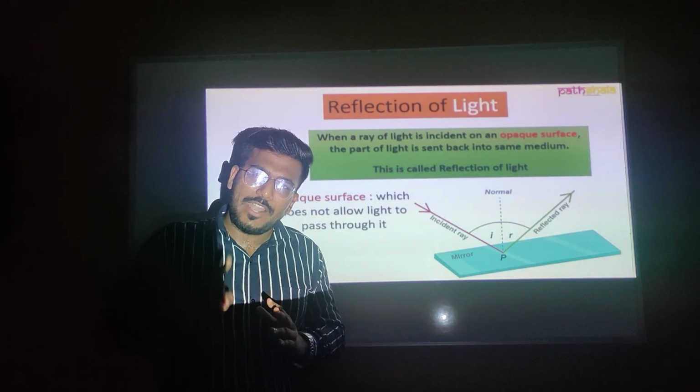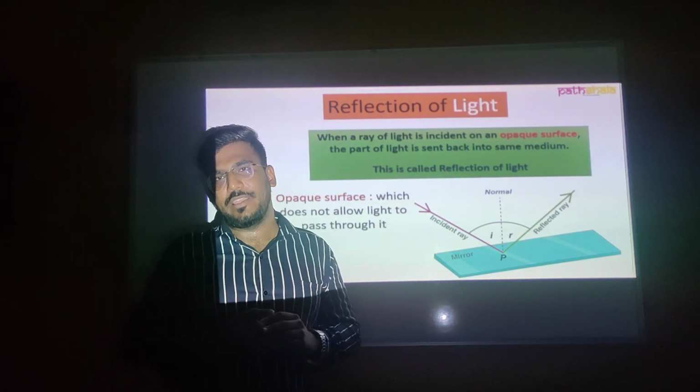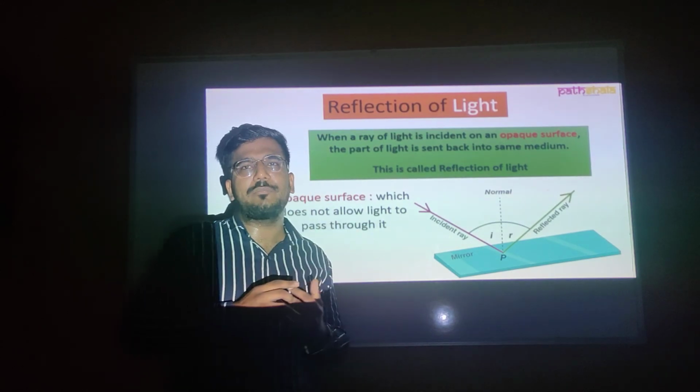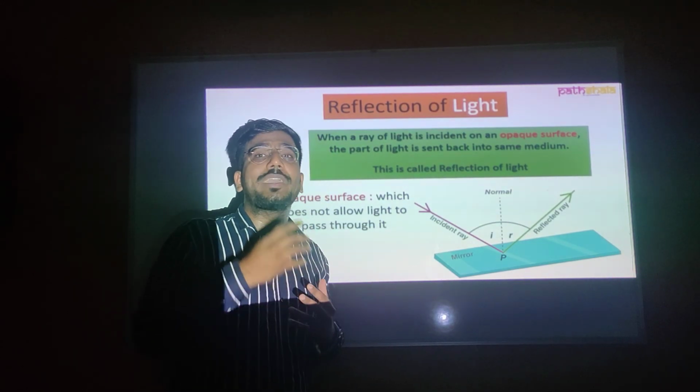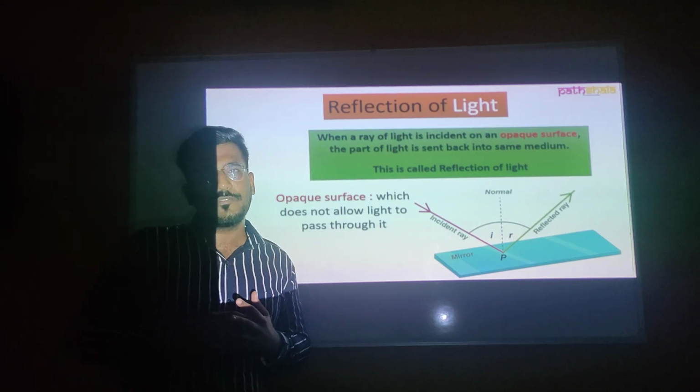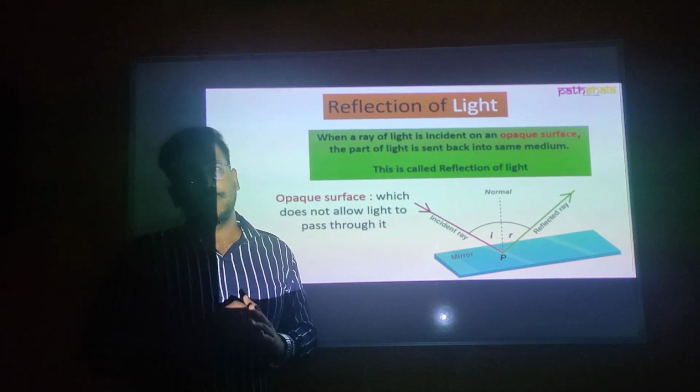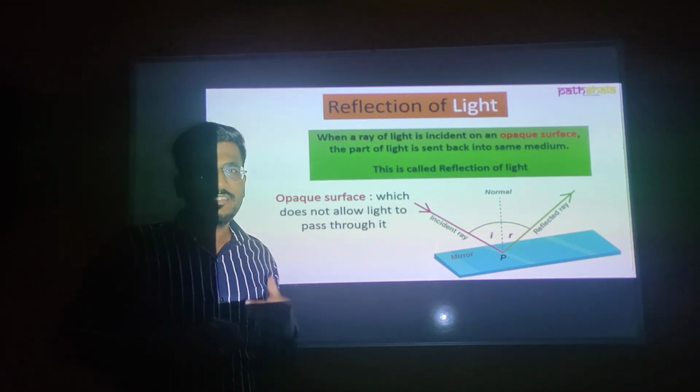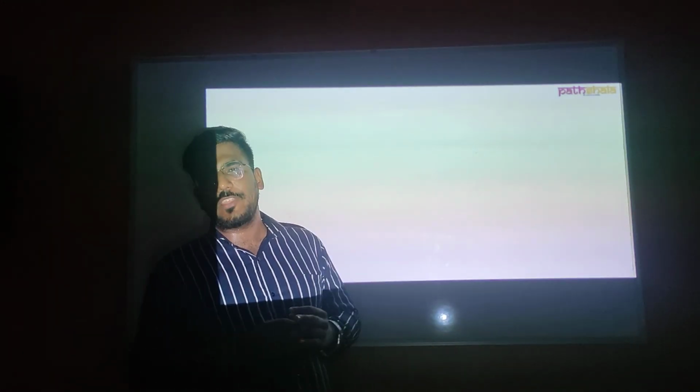Reflection means the part of light will turn back into the same medium. Some light will come back into the same medium after hitting any opaque surface. What do we mean by an opaque surface? One through which light cannot pass. So after learning this second property, let's learn two beautiful laws related to reflection of light.